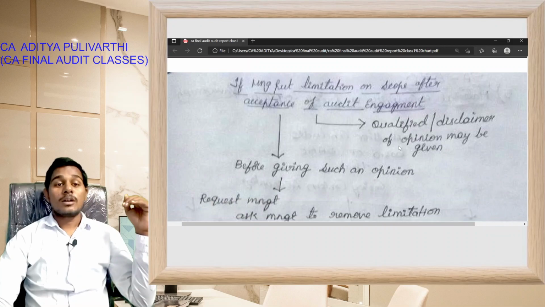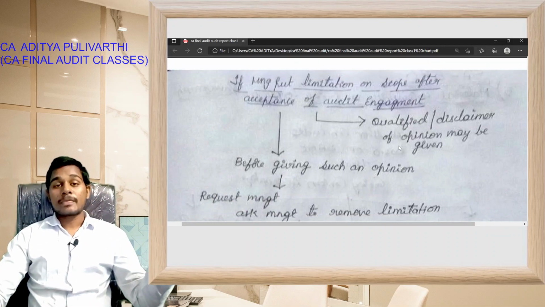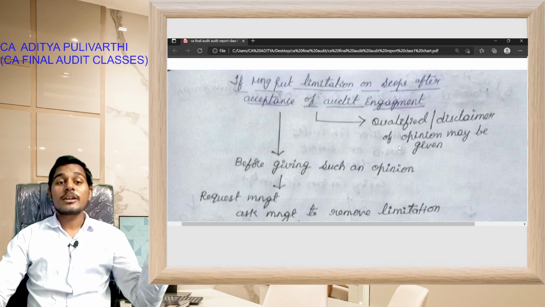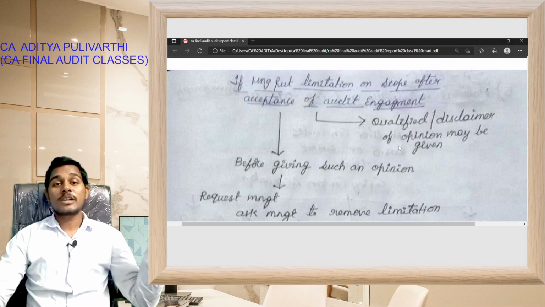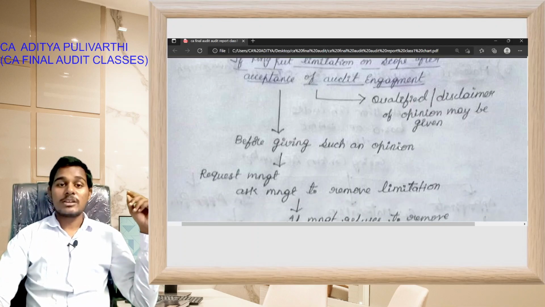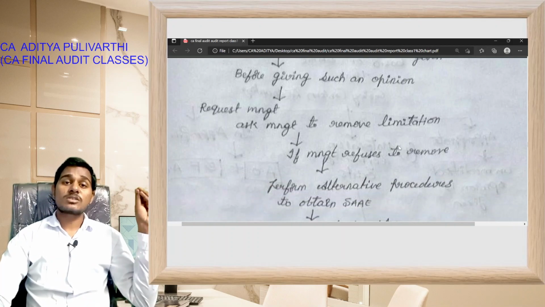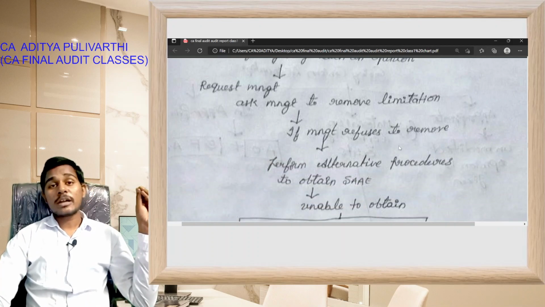Students, in some cases, when the auditor has entered into the audit, the management may put a limitation on scope. In the case management has put a limitation on scope, the auditor will be unable to obtain sufficient and appropriate audit evidence. In such a case, the auditor will give a qualified opinion or disclaimer of opinion as the case may be. Before giving such an opinion, the auditor will request the management to remove the limitation on scope.